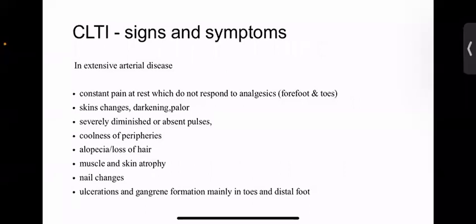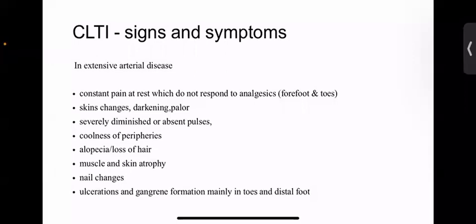Critical limb-threatening ischemia is a more advanced or extensive arterial disease, and the main presentation is constant pain at rest, which doesn't respond to analgesics, usually in the forefoot and toe areas. Sometimes you can pick up skin changes like darkening of the extremities around the toes and foot, and sometimes pallor, especially when the patient elevates the limb. Because of the anti-gravity effect, when they elevate the limb, blood is not able to get there. When they make the limb dependent, blood flow through the effects of gravity makes the limb look more reddish, as if more blood is coming to it.